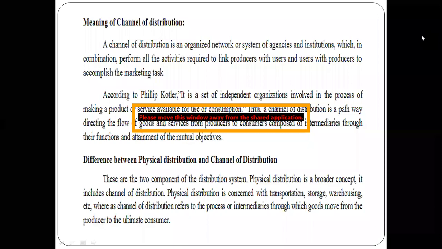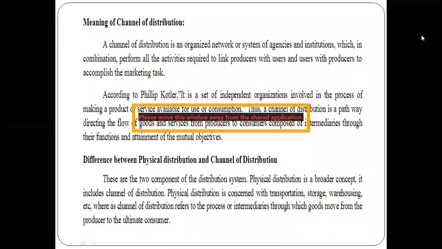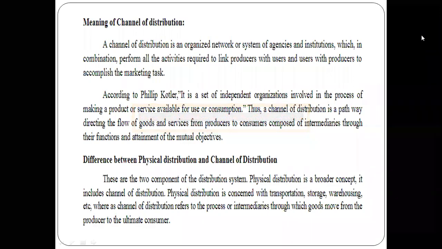Now, what is the meaning of channel of distribution? It is an organized network or system of agencies and institutions which in combination perform all the activities which are required to link producers with the users and the users with the producers to accomplish the marketing task.